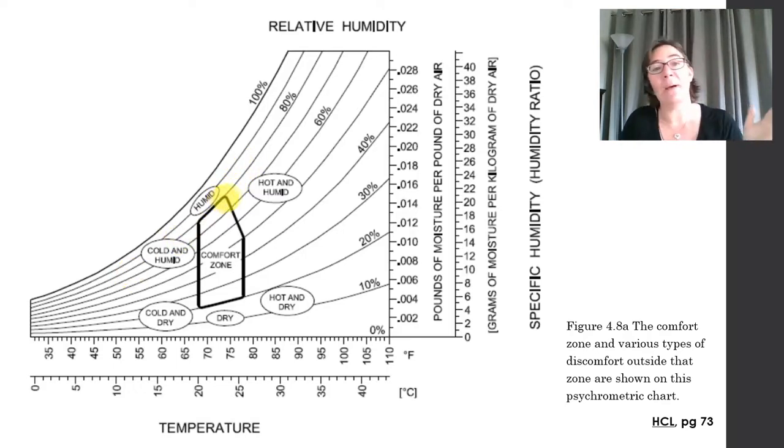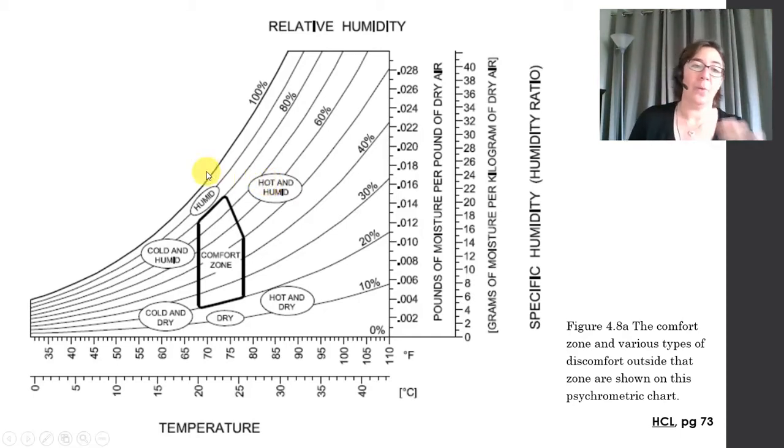If you're above 80% humidity and above your 78 degree temperature, it'll be hot and humid. If you are below the 68 degree temperature and kind of up in the higher humidity levels, it will be cold and humid. Right? So based on where you are on this psychrometric chart, there are different levels of comfort and discomfort. And one of the interesting things about this chart is that we can see them graphically.